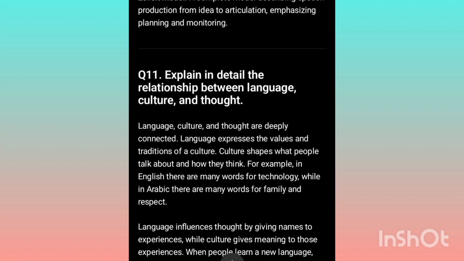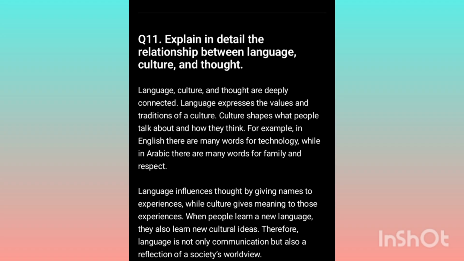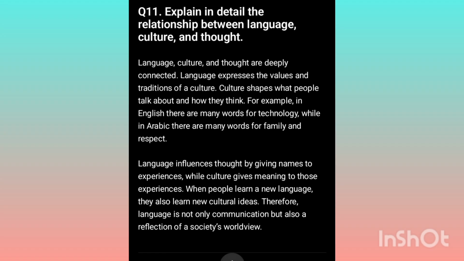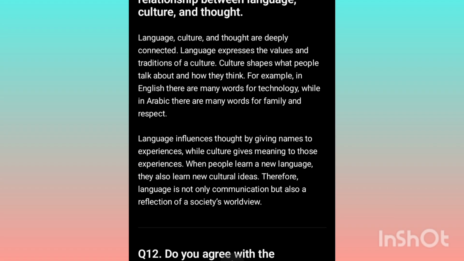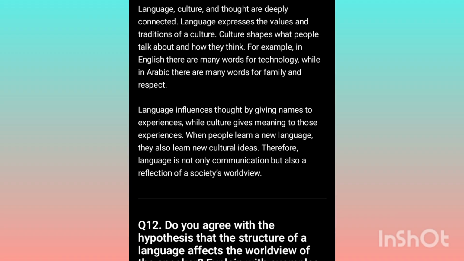Q11. Explain in detail the relationship between language, culture, and thought. Language, culture, and thought are deeply connected. Language expresses the values and traditions of a culture. Culture shapes what people talk about and how they think. For example, in English there are many words for technology, while in Arabic there are many words for family and respect. Language influences thought by giving names to experiences, while culture gives meaning to those experiences.